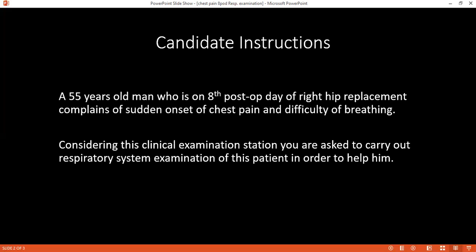Today, I've seen Mr. Tom, who is obviously distressed, having a central chest pain, 8 days following his right hip operation. He is distressed. His respiratory rate is 26. His oxygen saturation on arrival was 88, and is picking up after 15 liters of oxygen.